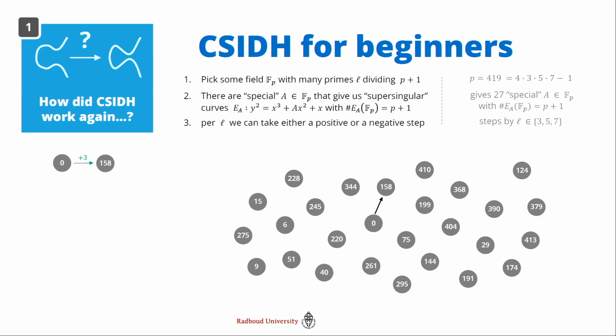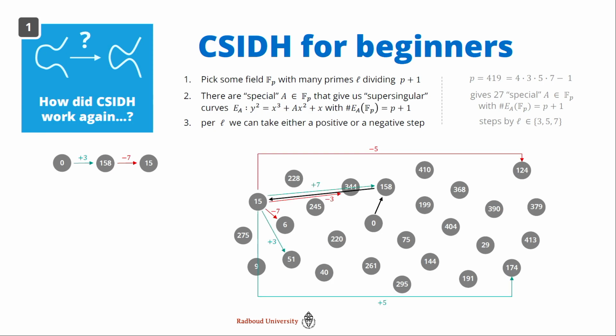So let's say we picked plus 3 as the first step, then we'll go from 0 to 158. And there we get, again, these 6 options. Per l_i, we get 2 options. Okay, let's say for the second step, we'll take minus 7 to get to 15. And then for the third step, maybe we'll take plus 5, and we'll end up at 174.